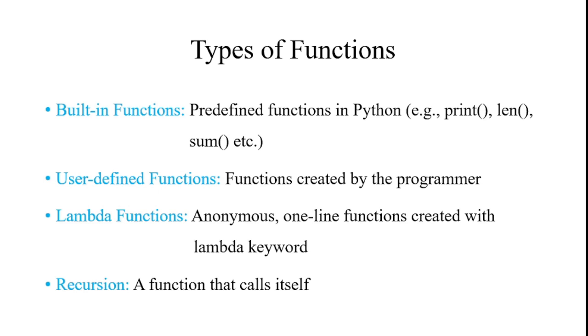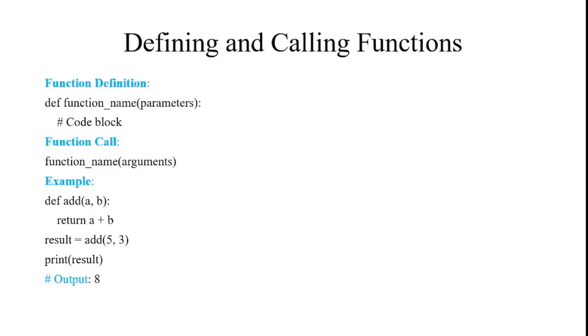Now the types of functions. Basically, broadly we can classify the functions into four types: built-in functions, user-defined functions, lambda functions, and recursive functions. The built-in functions are the predefined functions which are already available in Python, like print, len, sum, etc. User-defined functions are created by the programmer or the user. And the lambda functions are also called anonymous functions. These are the one-line functions created with the lambda keyword. And recursive functions are the functions that call themselves. Now we will discuss all these one by one.